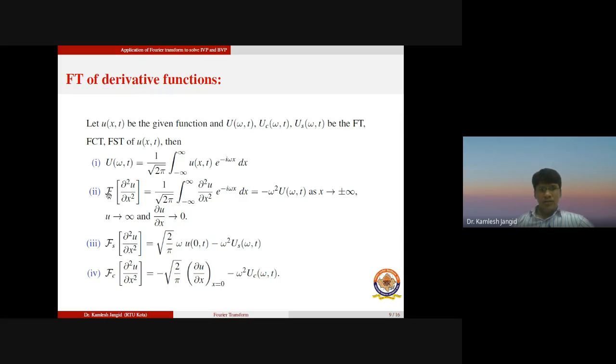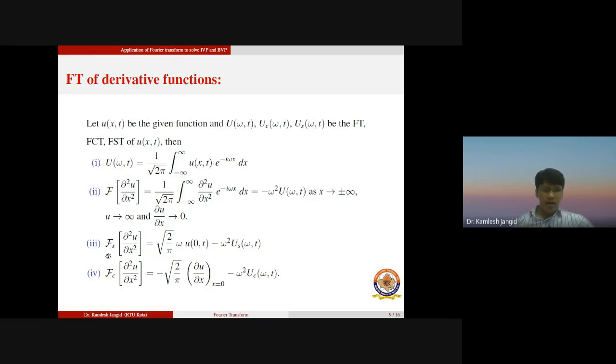Now, similarly, the Fourier transformation of the second order partial derivative of u is equal to 1 upon root of 2 pi, integration from minus infinity to plus infinity, del 2u upon del x square e raised to the power minus iota omega x dx. And if we simplify, we get minus omega square times U of omega comma t, as x approaches plus minus infinity, u approaches 0, and del u upon del x approaches 0.